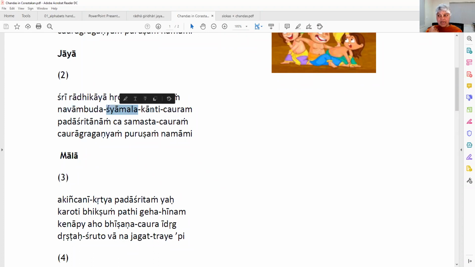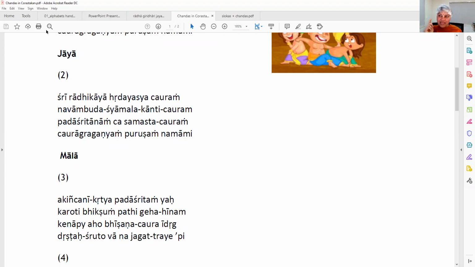Navambuda Shyamala Kanti. Now, break this up. Navambuda Shyamala. Who is Navambuda Shyamala? Krishna. Now, another meaning of Kanti is consort. Chauram. So he is the thief of, again, Radharani. He's not only stealing her heart, he's stealing her away. He's stealing all her senses. He's stealing everything. Now, when you look at all his jayas, who are the padashritas who have surrendered everything to him? Gopis. Padashritanam cha Samasta Chauram. Wow.